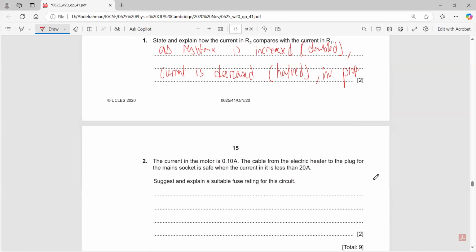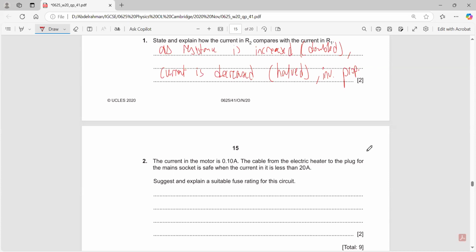The current in the motor is 0.1 amperes. The cable from the electrical heater is safe when the current is less than 20 amperes. Suggest and explain a suitable fuse rating for this circuit. What would a suitable fuse rating for this circuit be?